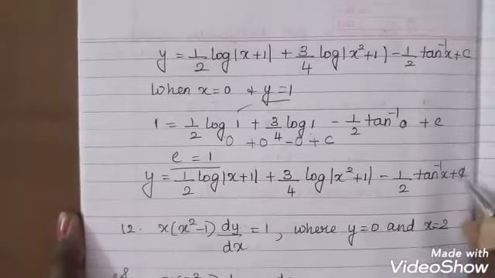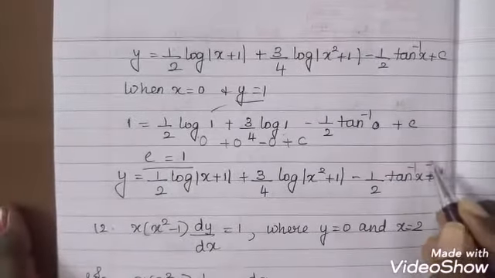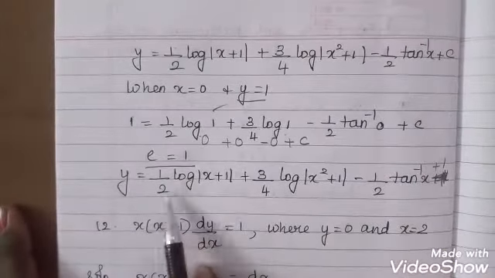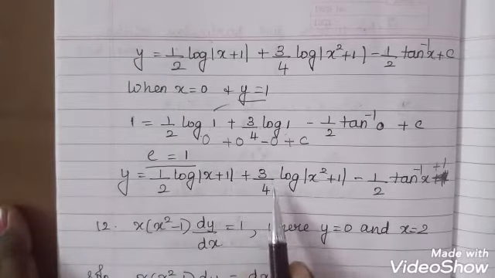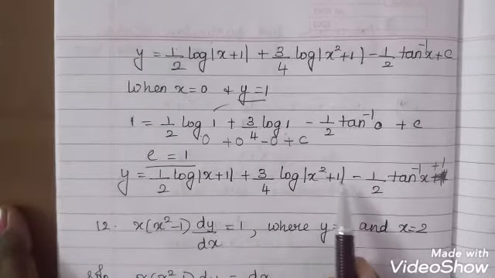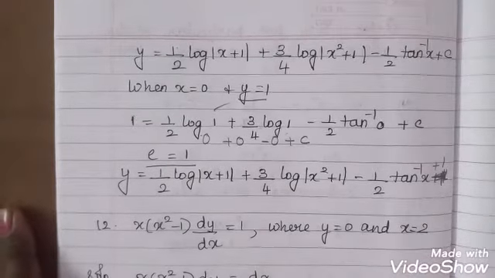So I'll have to substitute that in this one here. So when I substitute it, what will I have? It's nothing but y equal to 1 by 2 into log of mod x plus 1, plus 3 by 4 into log of mod x squared plus 1, minus 1 by 2 into tan inverse of x, plus 1. Okay, so this is the solution you have here.